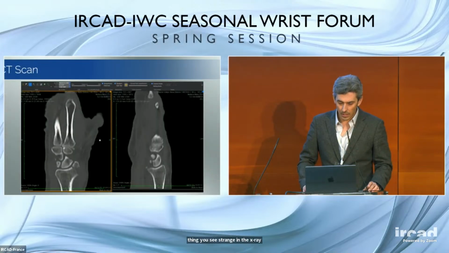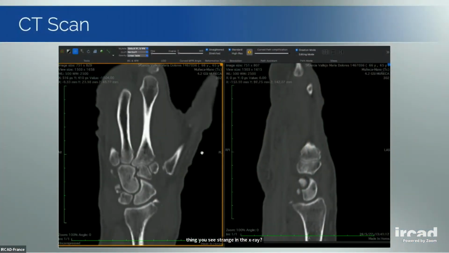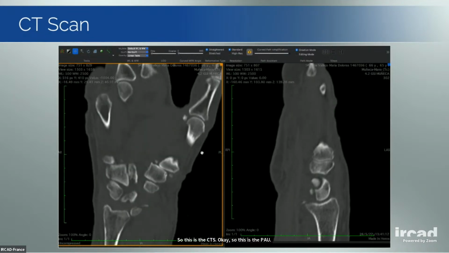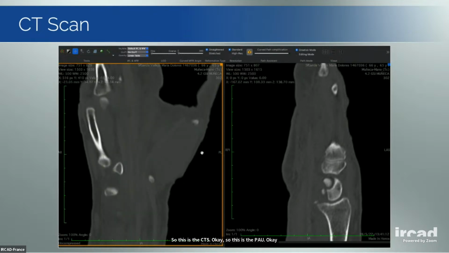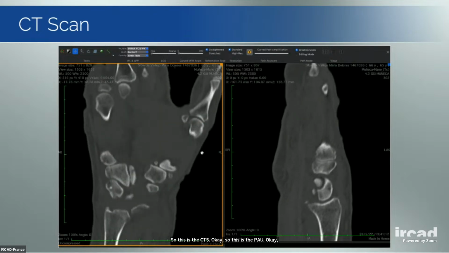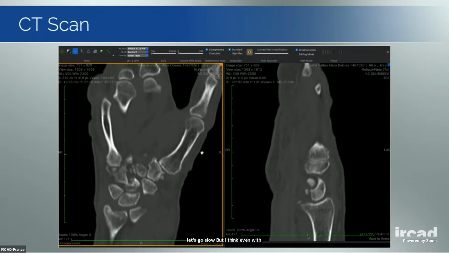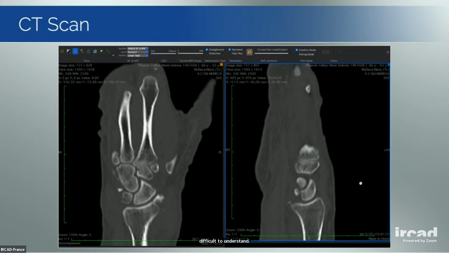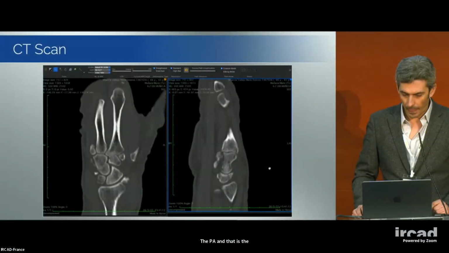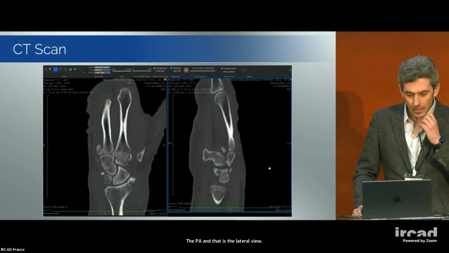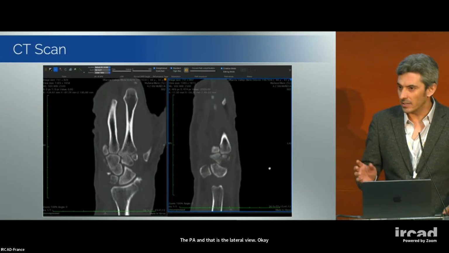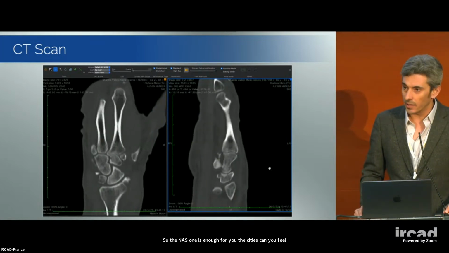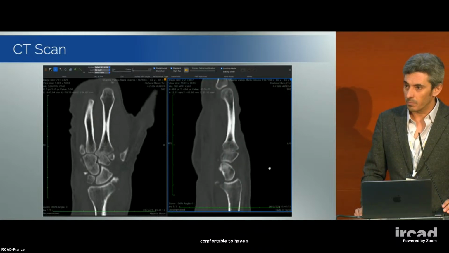Okay, so this is the CT scan. This is the PA view. It's more or less slow, but I think even with this speed it's difficult to understand. This is the PA, and that is the lateral view. So, is the CT scan enough for you? Do you feel comfortable making a diagnosis with this CT scan? Do you suspect anything?